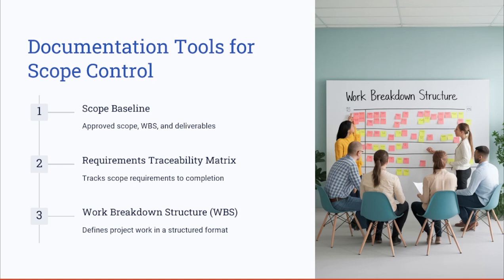Documentation tools for scope control. Scope control documentation ensures transparency and accountability. These tools and documentation include the scope baseline. If you recall, when we were gathering the requirements, we established this scope baseline, which includes the approved scope, the WBS dictionary as well, and the list of deliverables. Next, we have the requirements traceability matrix, which is an important reference to understand who has requested what, and which tracks the scope requirements to completion.